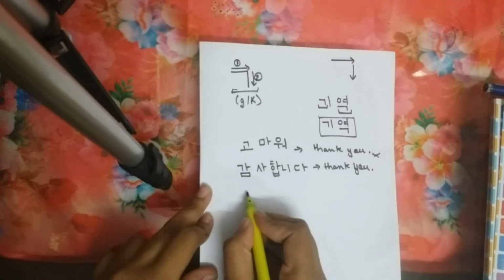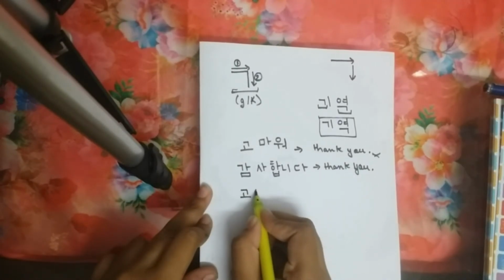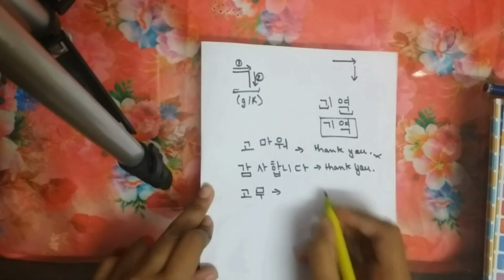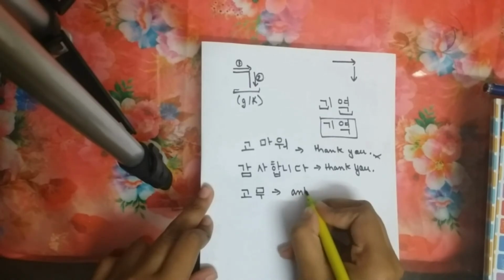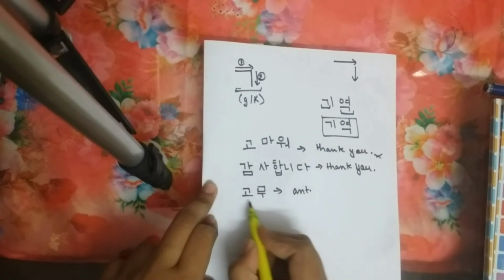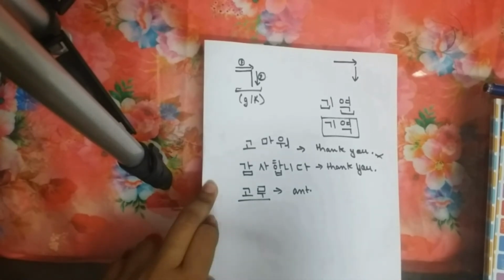The next word is komo, which means aunt. Like who they are, for the dad's sister we use komo, and for the mom's sister it's some other word.